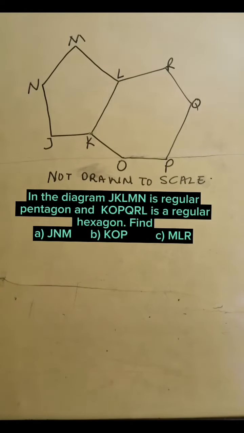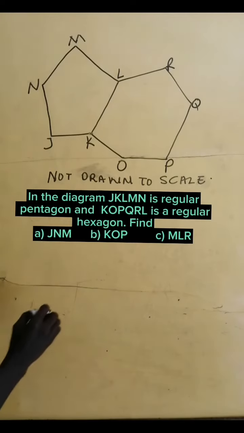In the diagram, JKLMN is a regular pentagon and KOPQRL is a regular hexagon. Find A, B, and then C. So let's see how we do this.